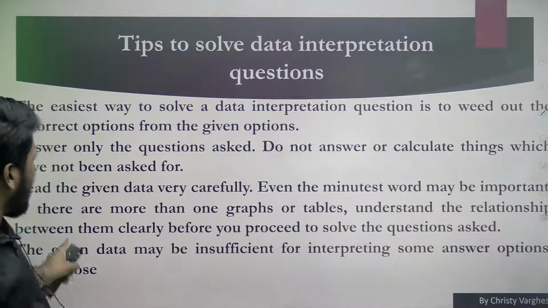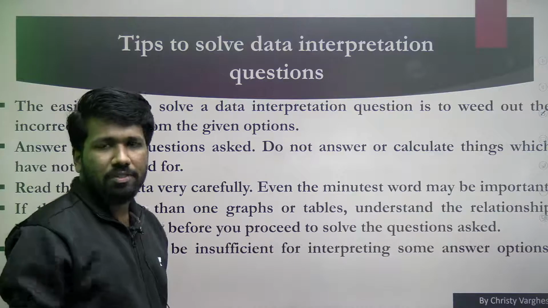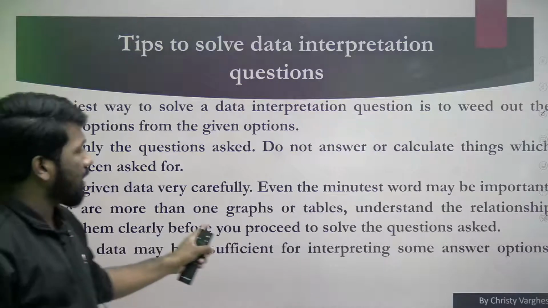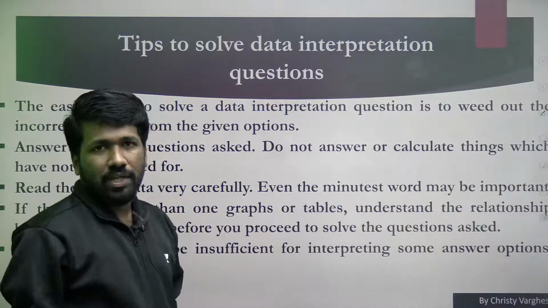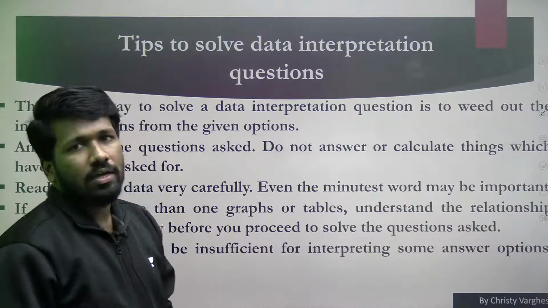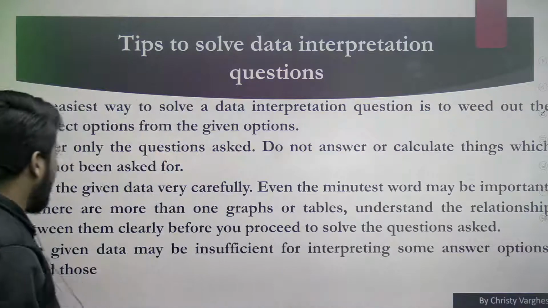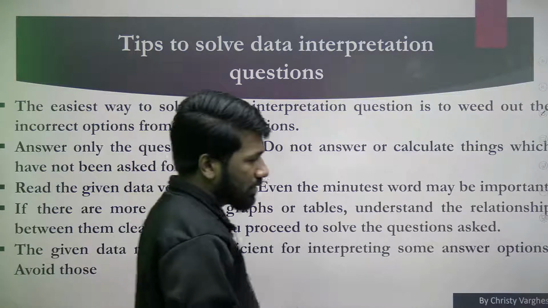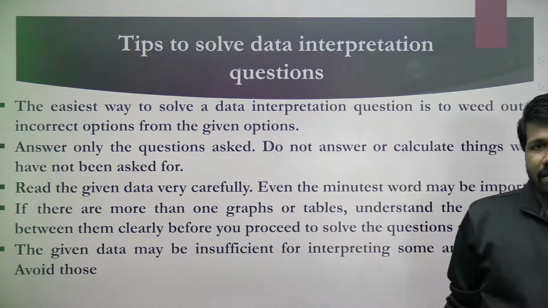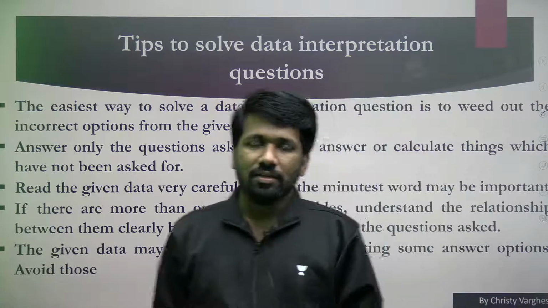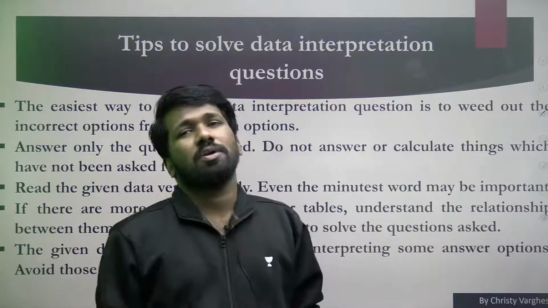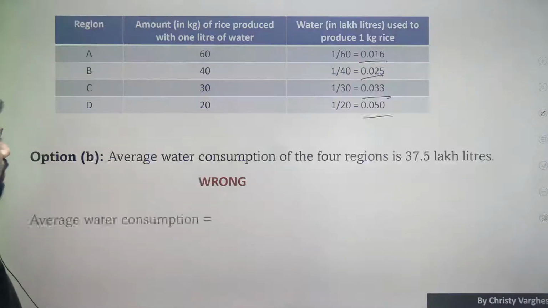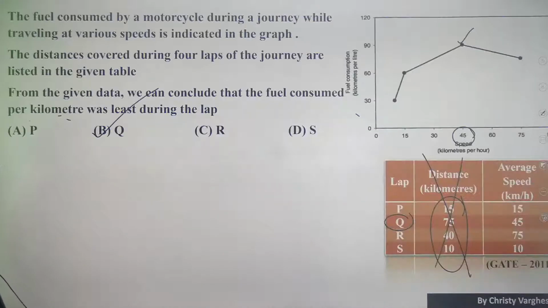Another thing is, if there is more than one graph or table, for example the previous question had both a table and a line graph, understand the relationship between them clearly before you proceed to solve the questions. Understanding how the table is connected to the line graph is very, very important. And the given data may be insufficient for interpreting some answer options. For some options you cannot say whether it is true or false because the data is not sufficient. In that case, don't waste your time on that option, go on to the next option. So these are some of the tips for data interpretation questions. With further practice you will get more clarity on these tips and tricks.